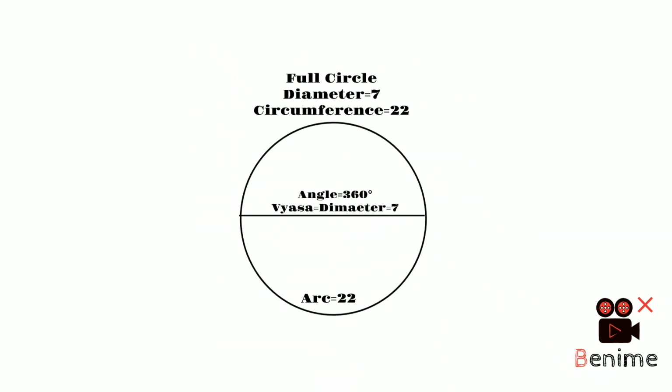Now let us go to the full circle. Full circle is the most common thing we can encounter. That is the standard circle. It will have a circumference of 22 and a diameter of 7, and of course the angle will be 360, and the diameter or vyasa will be 7 naturally. Arc will be 22. So that's a full circle.